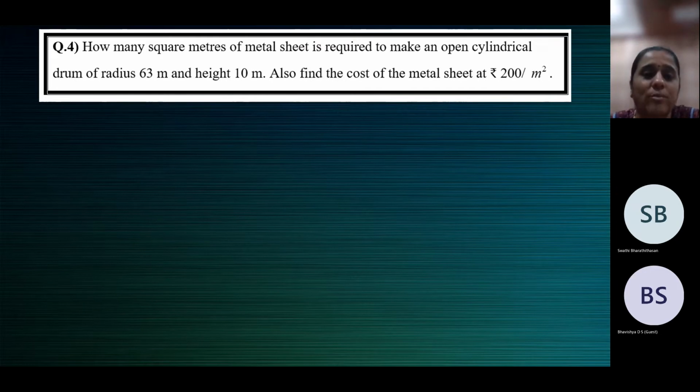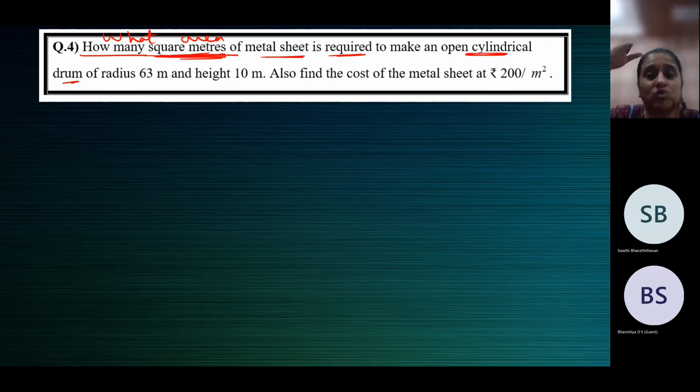Okay. So how many square meters? Meaning what area? When they say how many square meters, that means they're asking you to find the area. That's why they're saying square meters. Square meters meaning area. What area of metal sheet is required to make an open cylindrical drum? Cylindrical, so you got the shape. Drum, so it's closed at the bottom. It's open at the top.